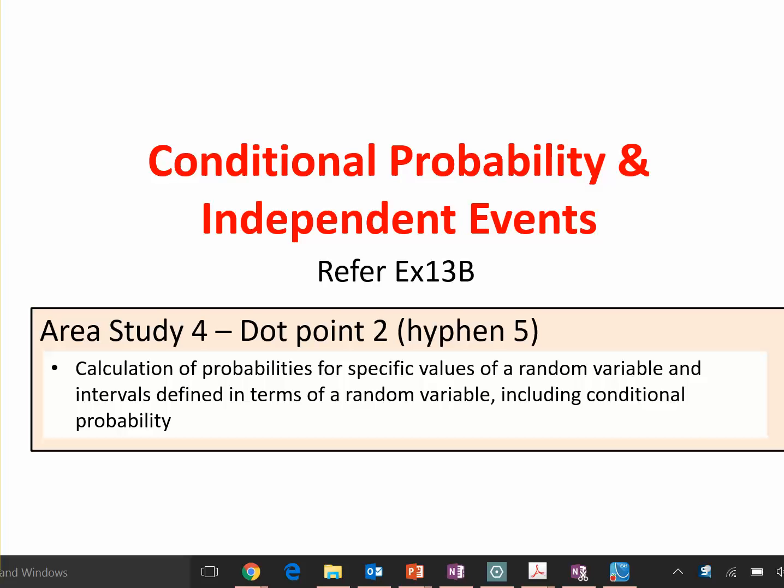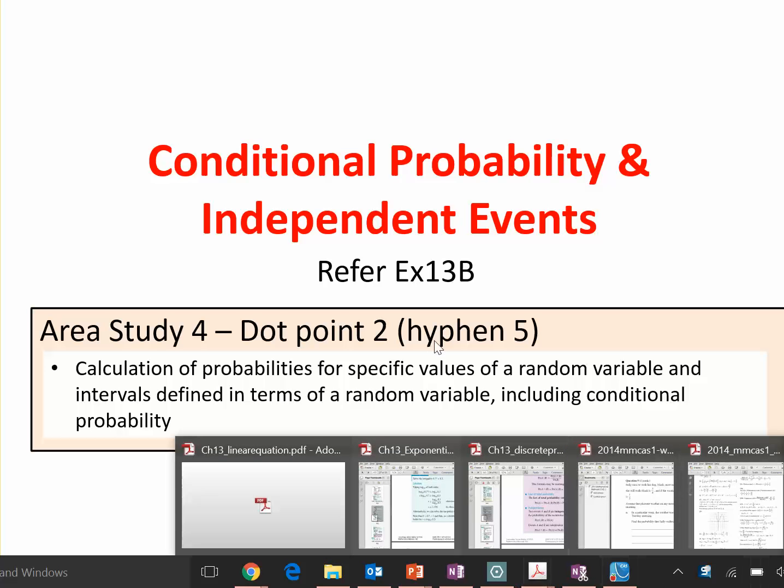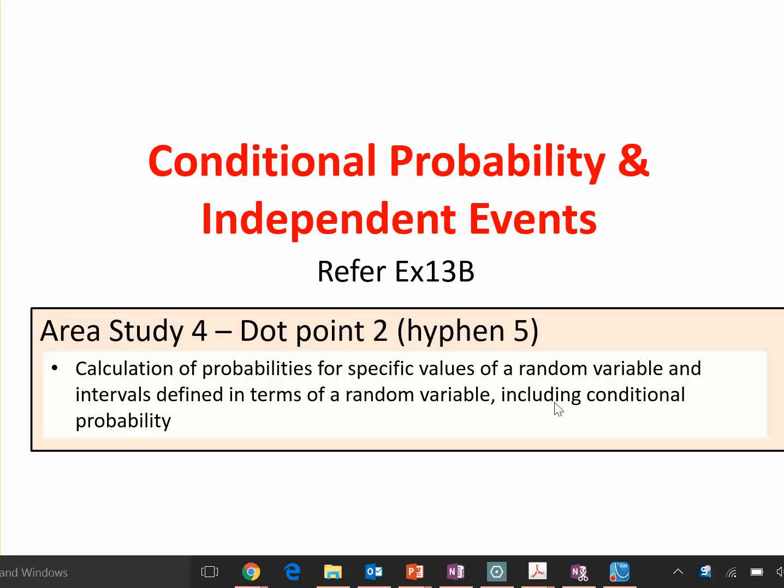Okay, let's revise. Conditional probability and independent events is what we're focusing on. This is area of study 4, which falls under probability. If you didn't know, there are 4 areas of study, and 3 of which you've learnt all of it already. It's now area of study 4, it's just probability, and we're looking at dot point 2 under discrete probability, number 5. Very simple ideas, including conditional probability.